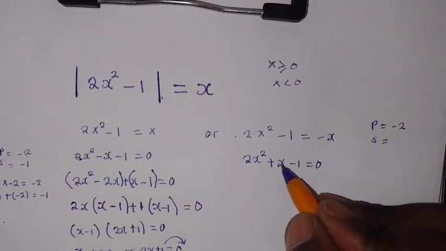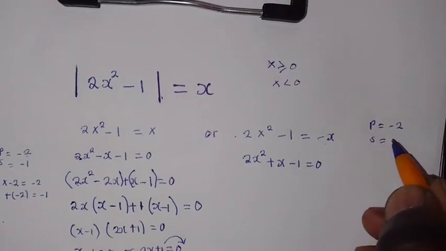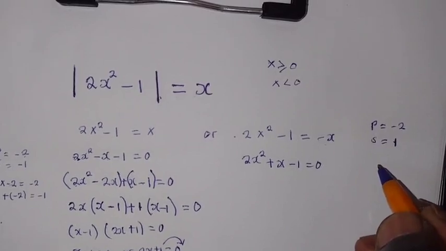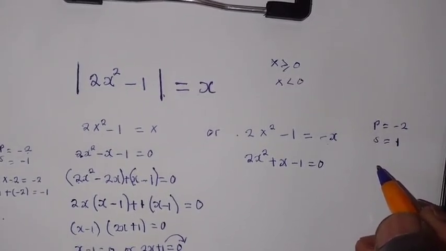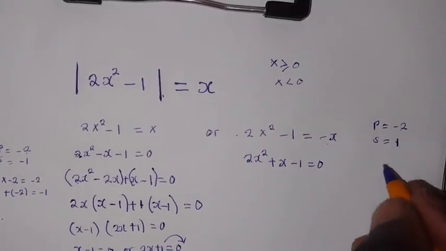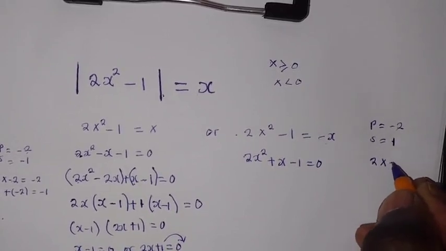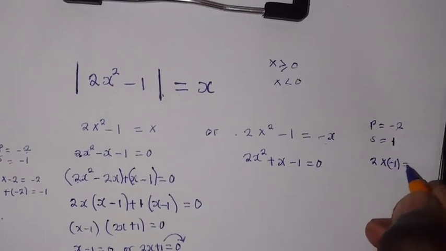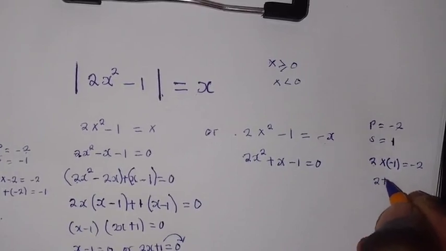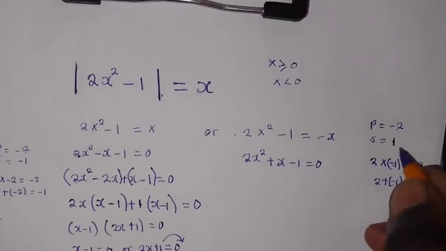What is the sum here? The coefficient of this x in the middle is a plus, so the sum will be just a 1. Then we look for two numbers such that when we multiply them, we get negative 2, and when we add them, we get a 1. So those two numbers are 2 and negative 1. If you multiply 2 times a negative 1, you get a negative 2. Again, this 2 plus this negative 1, you get a 1.